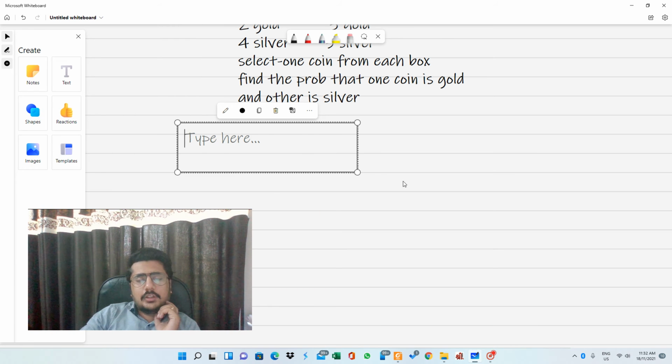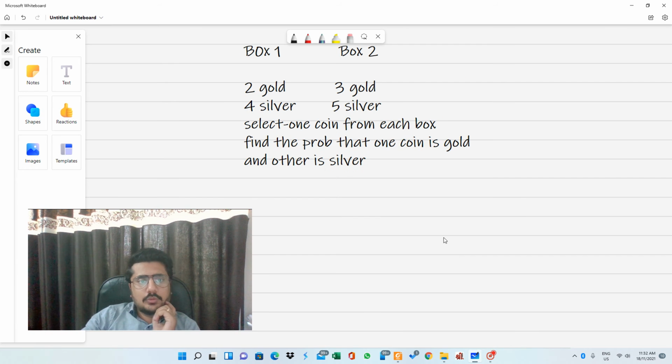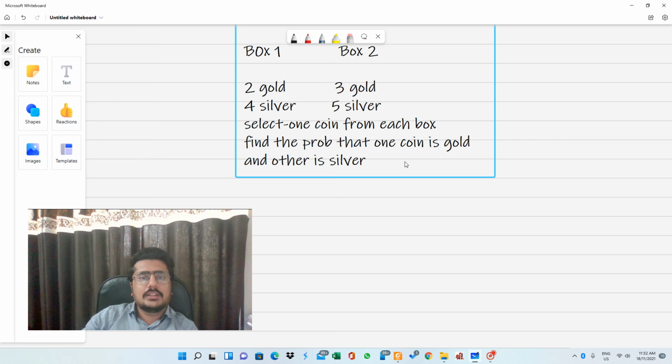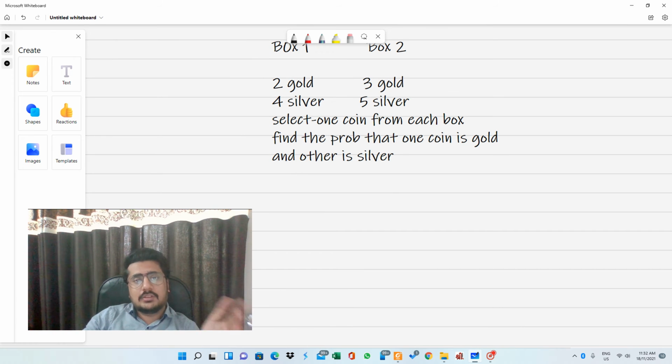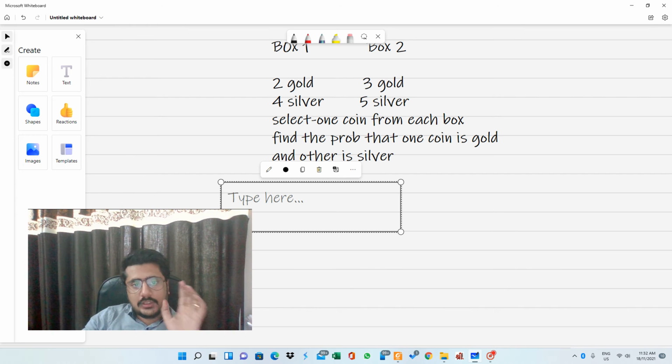Now think of the question. What is asked? There are two gold, four silver, three gold, five silver in two boxes. You have to select one coin from each box, one from box 1 and one from box 2. You have to find the probability that one is gold and the other is silver. From the two coins selected, one should be gold and the other should be silver. They have not told you from which box there is gold and from which box there is silver, so for you there are two possibilities.